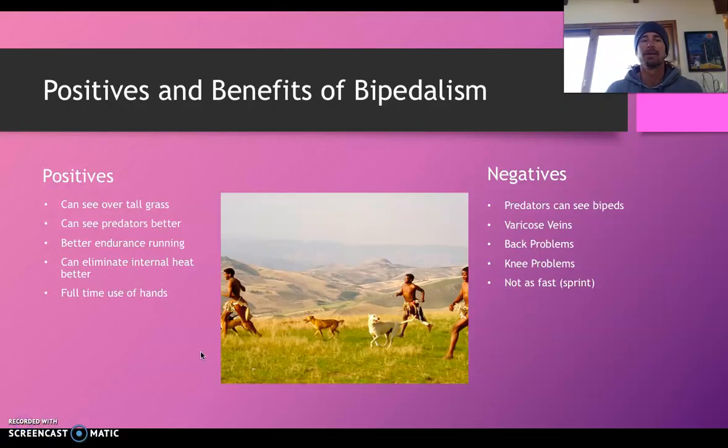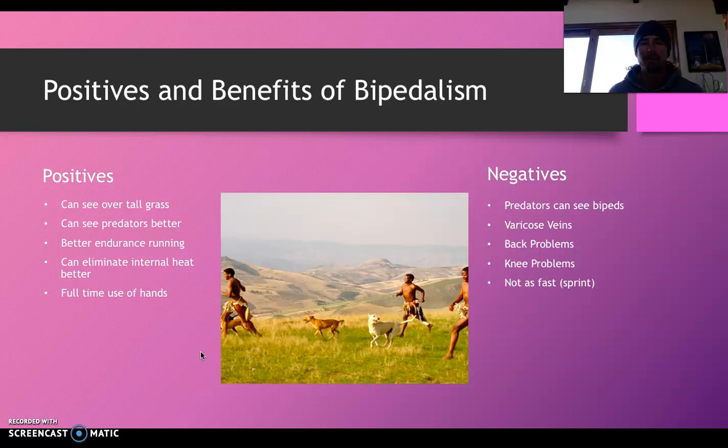Positives and benefits of bipedalism. Usually we focus on just the positives. I'm also going to run into some negatives here. Some of the positives are that we can see over tall grass. So our early ancestors could have been upright to see over tall grass, and usually this is associated with looking at predators. It would also have been a benefit to be able to spot food sources. But the predator thing is also one of those things. And then if you slide over to the negative side of this slide, you can see that predators can also see us because now our heads are above the grasses. So that is a negative.